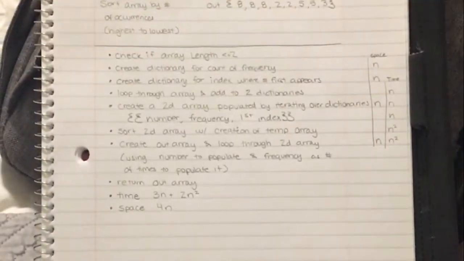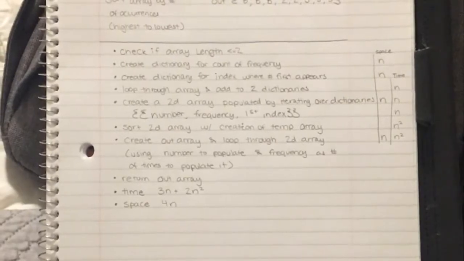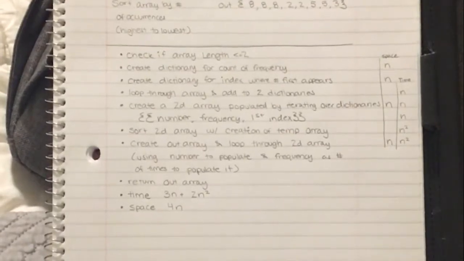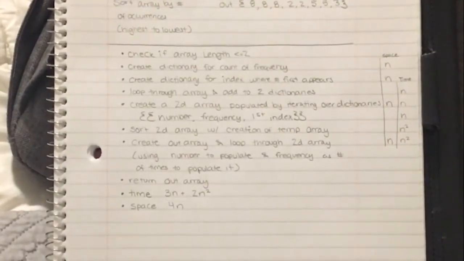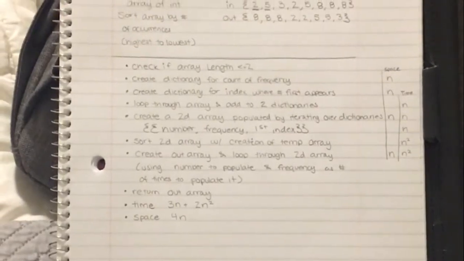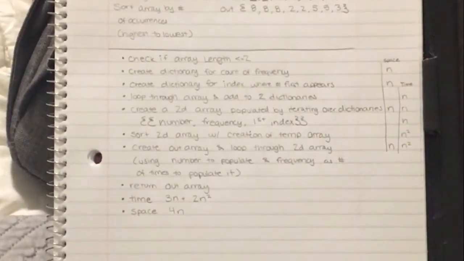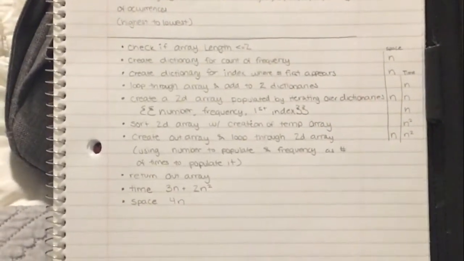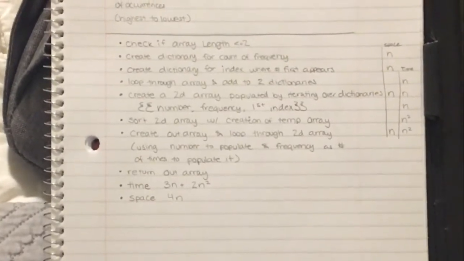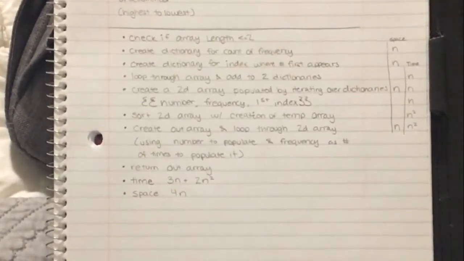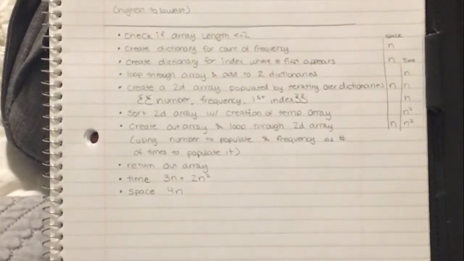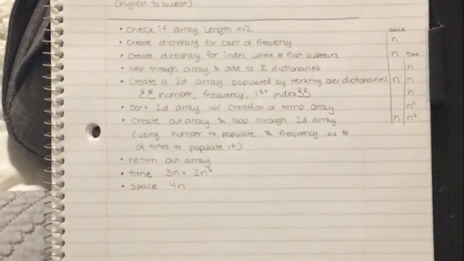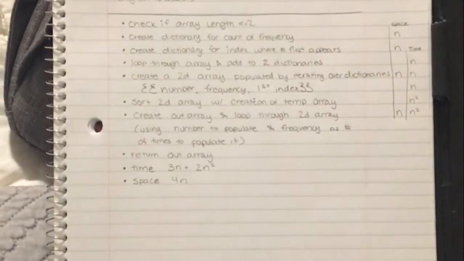For this problem, I'm first thinking of checking if the array length is less than or equal to 2, because if this is true, then the array is already going to be sorted by frequency. If it is greater than 2, I'm going to create a dictionary for the count of frequency of each number. I'm going to create a dictionary for the index where each number first appears. Then I'm going to loop through the input array and add to the two dictionaries.